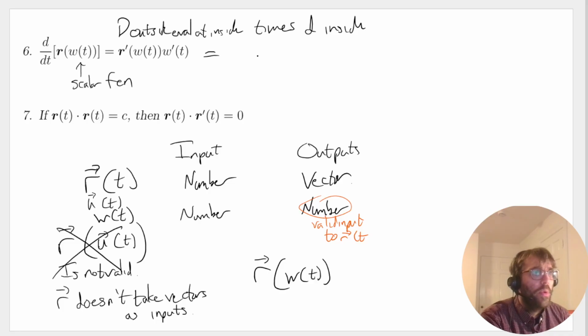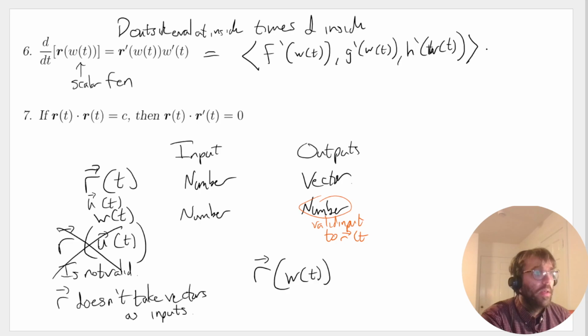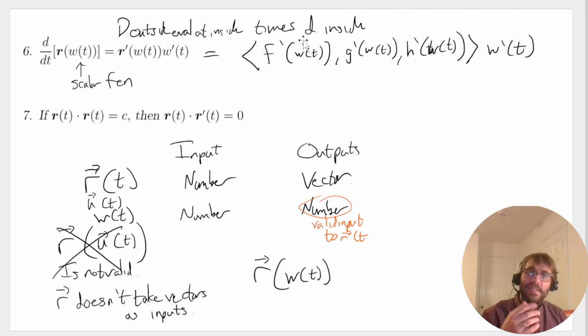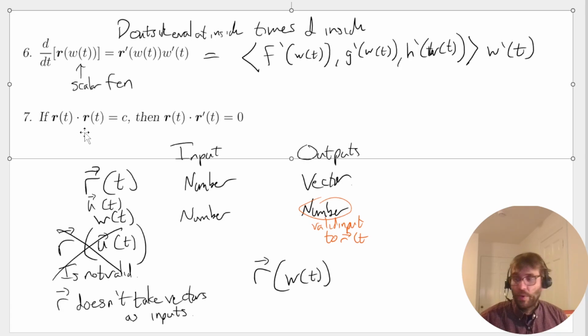You just need to know that what this is really going to look like here is f prime of w of t, g prime of w of t, h prime of w of t times w prime of t. And that last multiplication, that's a scalar multiplication that's happening there. But yes, we've got a chain rule in a situation where the composition makes sense. If the composition doesn't make sense, you don't have a composition, so you don't have a chain rule.